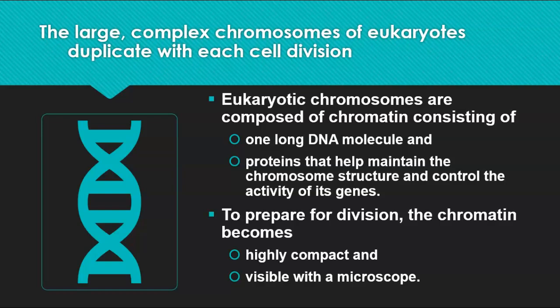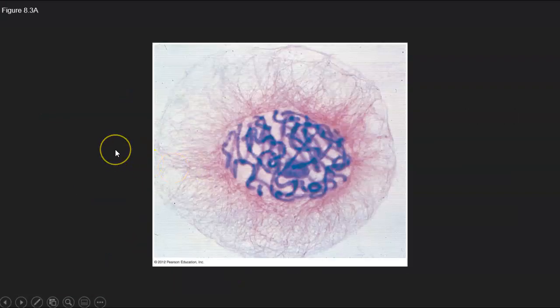In order to get ready for a cell division, the chromatin has to become very compact, and at that point it becomes visible with a microscope, and that's when you see the characteristic chromosome shapes that you're used to seeing in pictures. Here is a cell that is in the process of getting ready to divide. This is an early stage of cell division. You can see definitely the yarn-like structures of the chromosomes as the DNA is becoming more compact rather than diffuse or spread out in the nucleus.